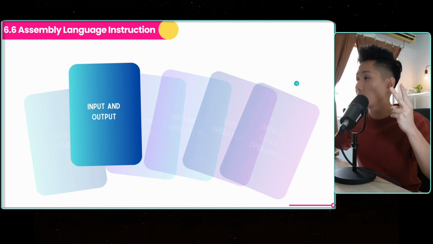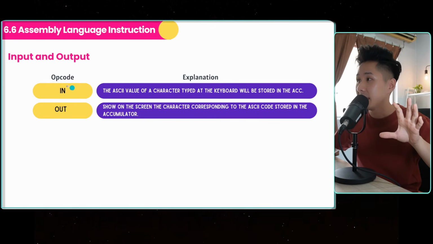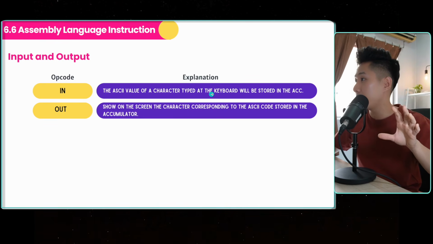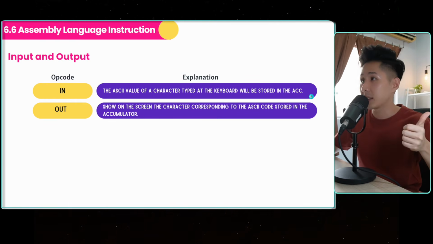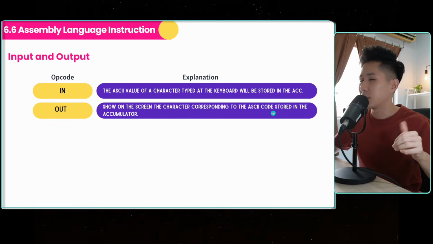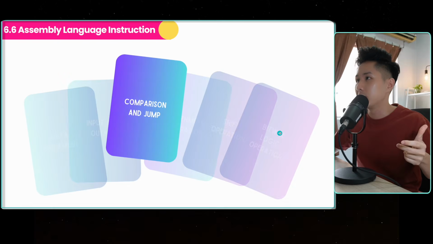Let's do the second type of instruction, input and output. In my opinion, they are the most straightforward. IN takes in a value. The ASCII value of a character typed at the keyboard will be stored in the accumulator. Whereas OUT shows on the screen the character corresponding to the ASCII code. Basically just input and output. And there's not much explanation on this.